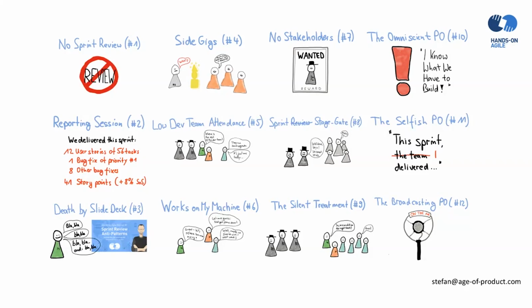And we ended with the critical role of the product owner. So you have the omniscient product owner who knows exactly what to do next. And actually the sprint review is more a nuisance and distraction. We have the selfish product owner who tries to sell everything as his or her personal achievement. Remind you, it's called Scrum Team. The team wins, the team loses. Or you have the broadcasting product owner, making this a rather unpleasant situation.